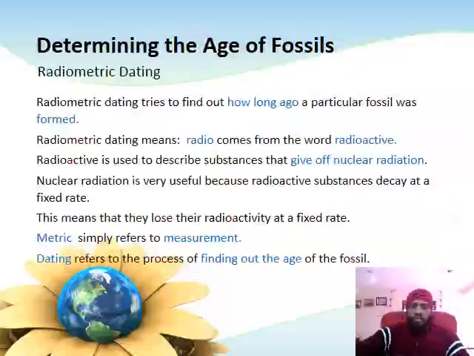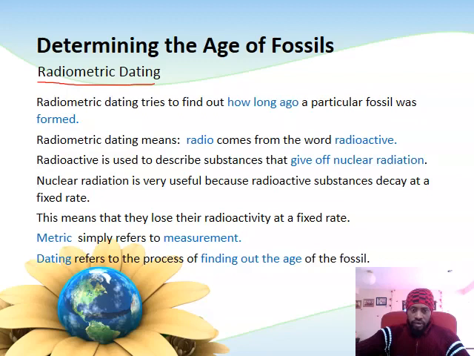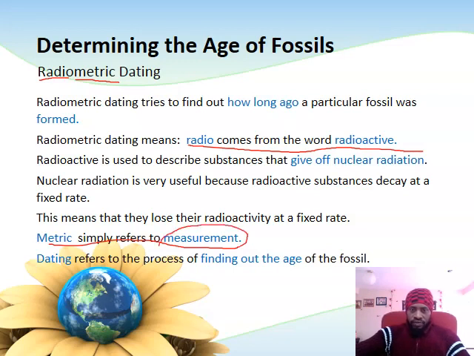Okay. Another form of determining the age of fossils is radiometric dating. I want us to realize we have two parts in this word, radiometric. We have radio, which comes from the word radioactive, I'll explain that. And we have the part metric, which simply refers to measurement. Metric means measurement. So we have radio and we have metric.